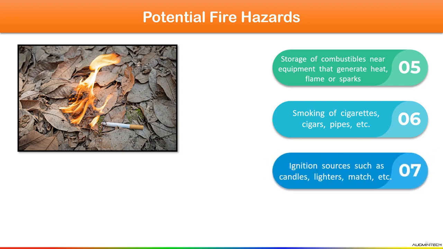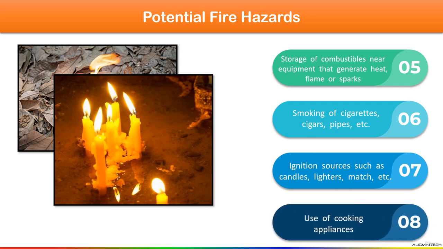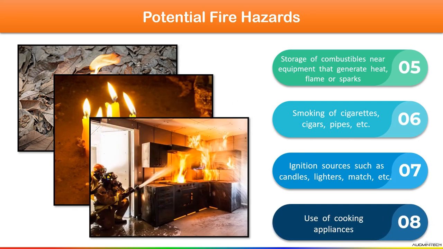Now the seventh point is ignition sources such as candles, lighters, matches, etc. The last point, the eighth, is use of cooking appliances. Sometimes these cooking appliances also cause fire, a potential fire hazard. So how do we eliminate this type of hazard? We have to install a proper kitchen ventilation system, meaning with the help of a hood we exhaust the odor and oily vapor from the kitchen. In this way, you can protect yourself. So this is all about potential fire hazards.